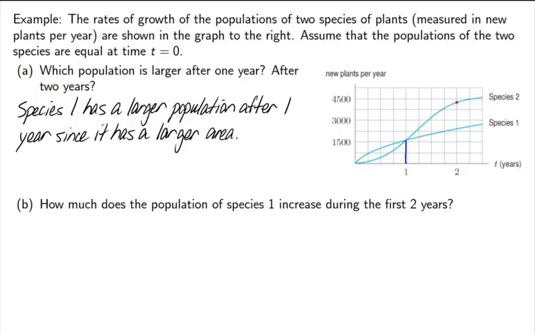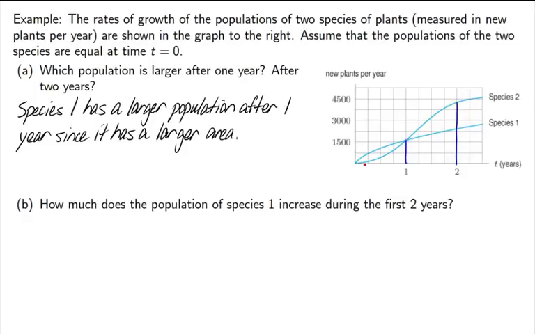What about after 2 years? What we're going to be doing is comparing the area under species 1, as you can see, to the area under species 2. Now, it might not be completely clear which one has the larger area, so this is the tip that I would give you. This region is the region of how many new plants species 1 got during the first year. This region is the number of new plants species 2 got over species 1 in the second year.